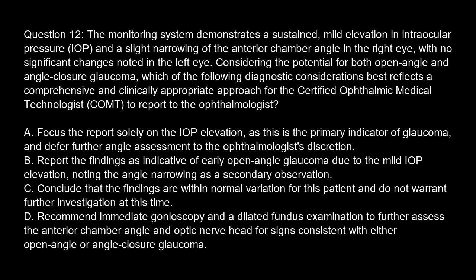Option A. Focus the report solely on the IOP elevation, as this is the primary indicator of glaucoma, and defer further angle assessment to the ophthalmologist's discretion. Option B. Report the findings as indicative of early open-angle glaucoma due to the mild IOP elevation, noting the angle narrowing as a secondary observation. Option C. Conclude that the findings are within normal variation for this patient and do not warrant further investigation at this time. Option D. Recommend immediate gonioscopy and a dilated fundus examination to further assess the anterior chamber angle and optic nerve head for signs consistent with either open-angle or angle-closure glaucoma.